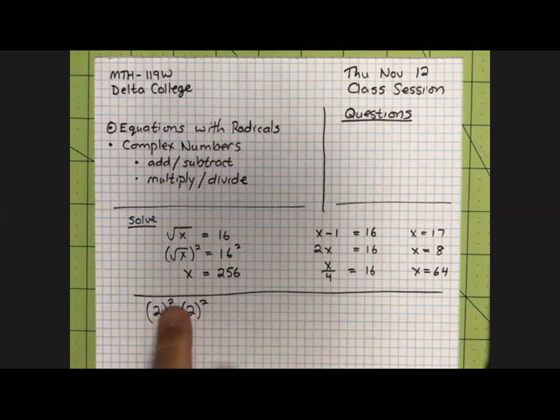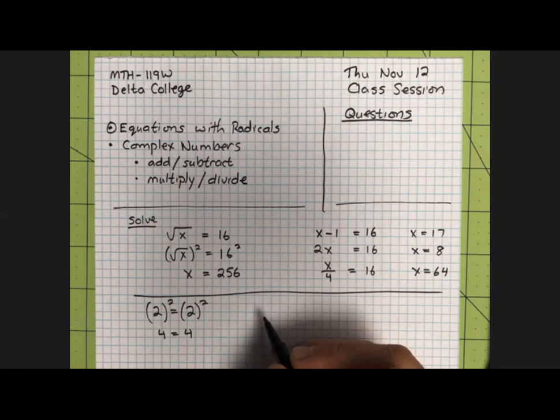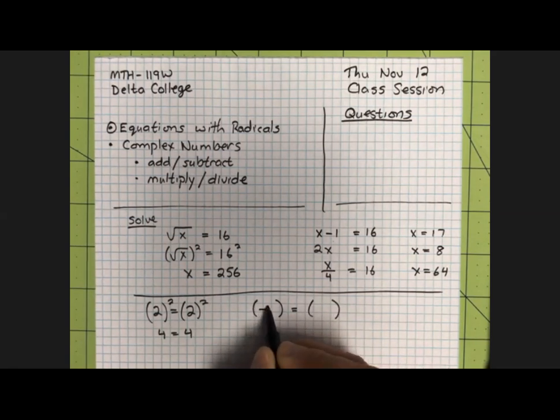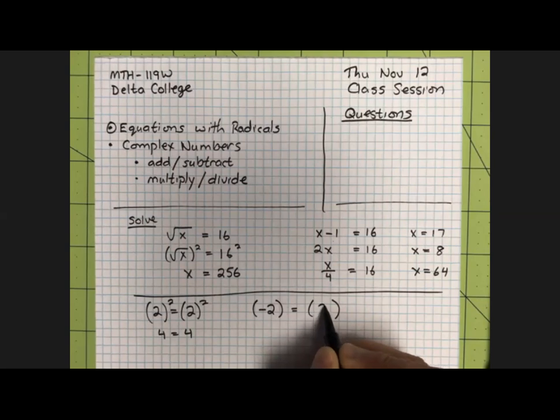So when you square two sides of an equation, you don't create falsehood. If these things are equal before and you square them, they're equal after. But the problem with squaring something or any even power is you might take things that are false and make them true.